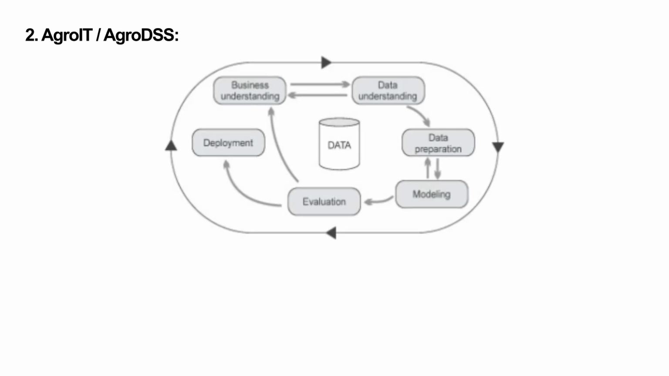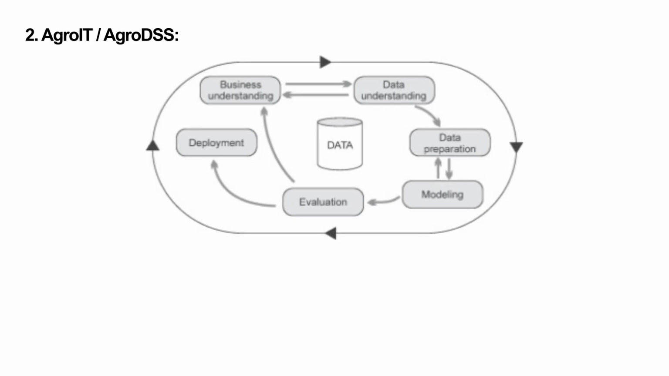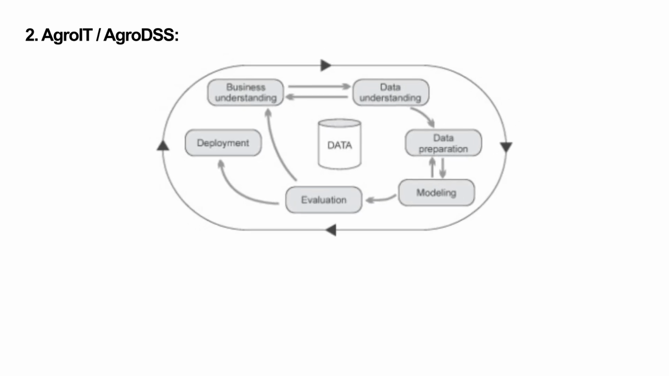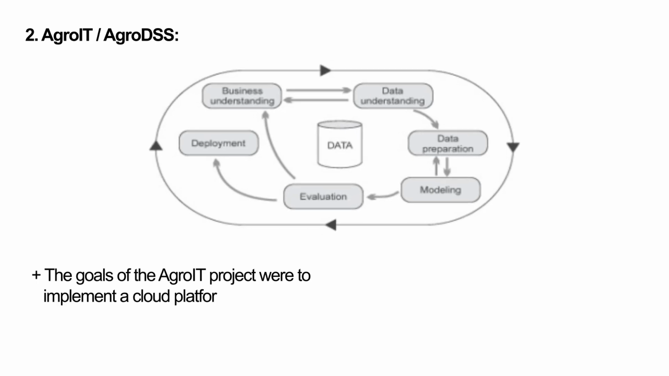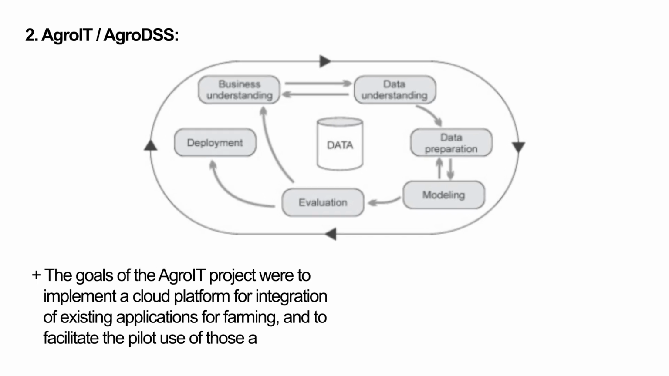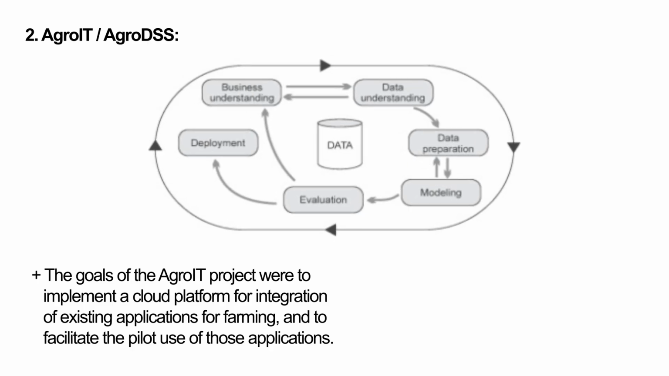Second, AgroIT/AgroDSS. A case study was performed on data that were obtained from one of the partners, Slovenia, that collaborated within the EU-funded project, AgroIT. The goals of the AgroIT project were to implement a cloud platform for integration of existing applications for farming and to facilitate the pilot use of those applications.